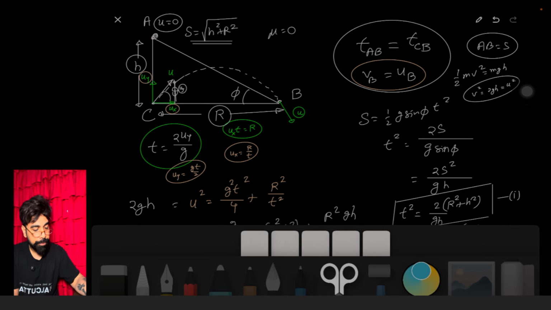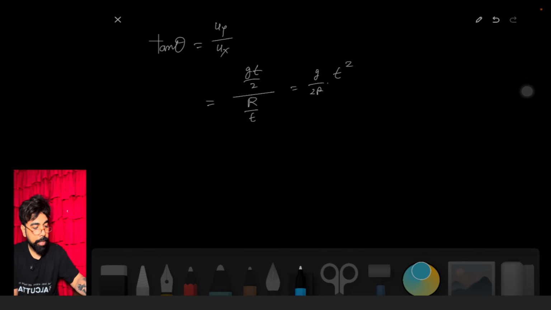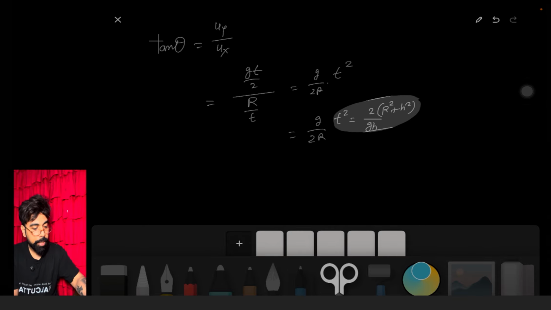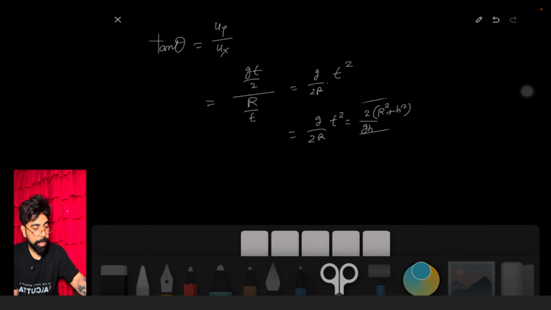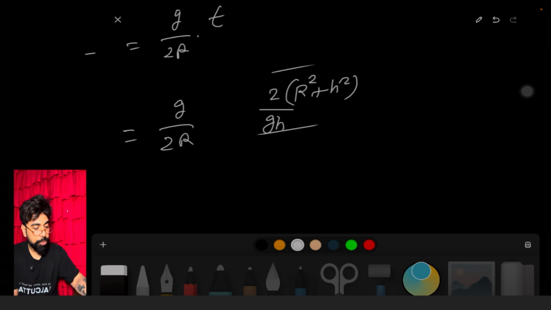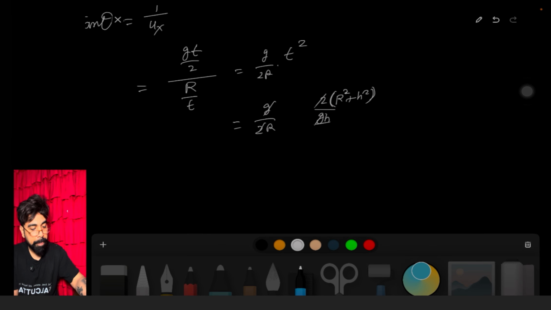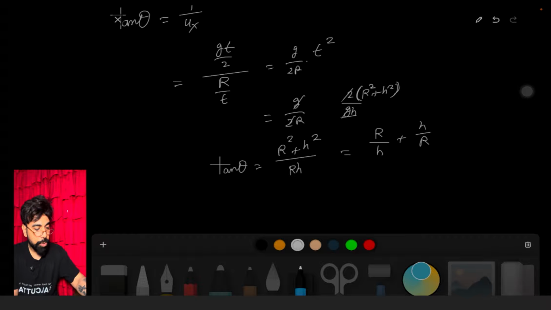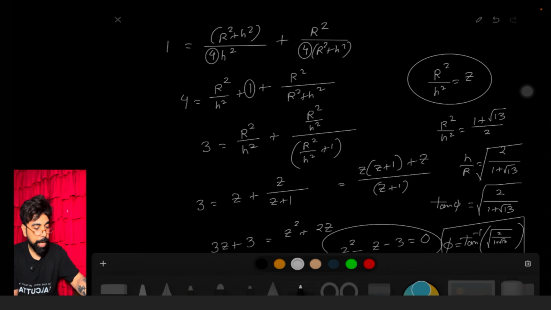Let me copy this thing and paste it here. So g by 2r, and I'll paste that equation. So this is that equation. So instead of t square, I'm going to put that data. So what is this t square? This value, right? So it is coming like this. Now g and g will cancel out, 2 and 2 will cancel out. So I'm going to get tan theta, theta is the angle of projection, as (r square plus h square) whole divided by rh. So this is going to come as r by h plus h by r.